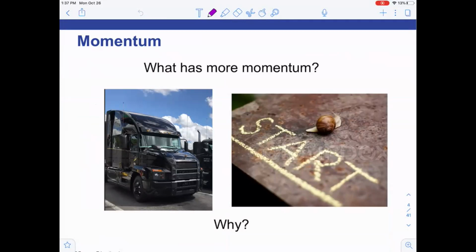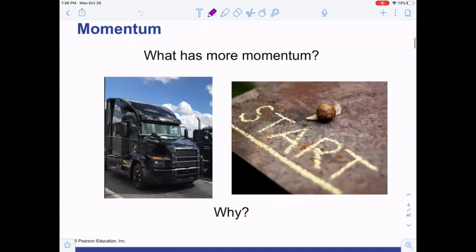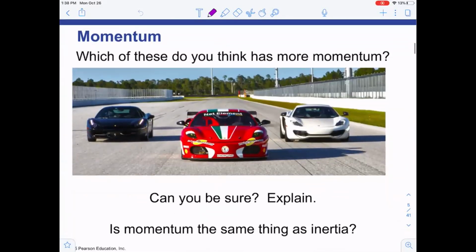If it was parked, let's assume that it's parked, okay? Which has more momentum, the snail or the truck? The snail, right? Because the truck, if the truck is parked, does it have any momentum? No. And the snail is like cruising on a race, right? So the snail's moving. If the truck were moving, which would have more momentum? The truck.